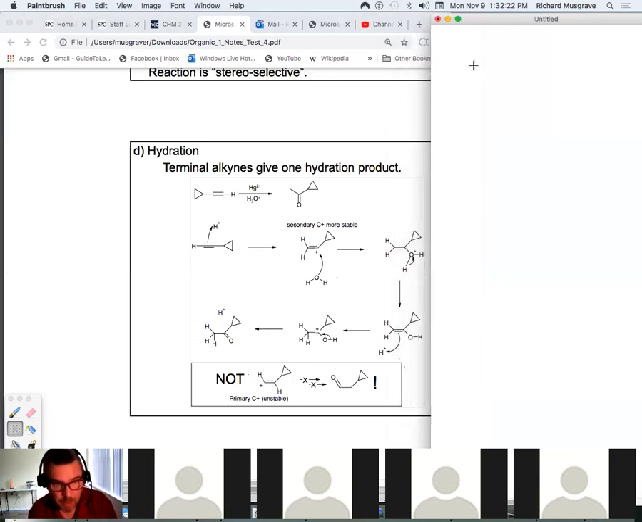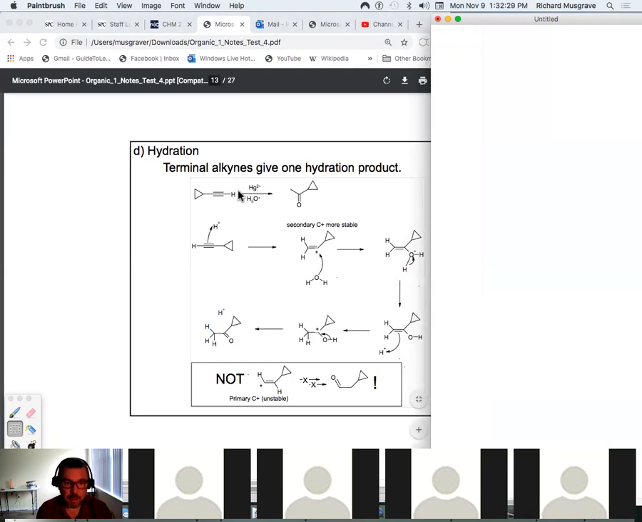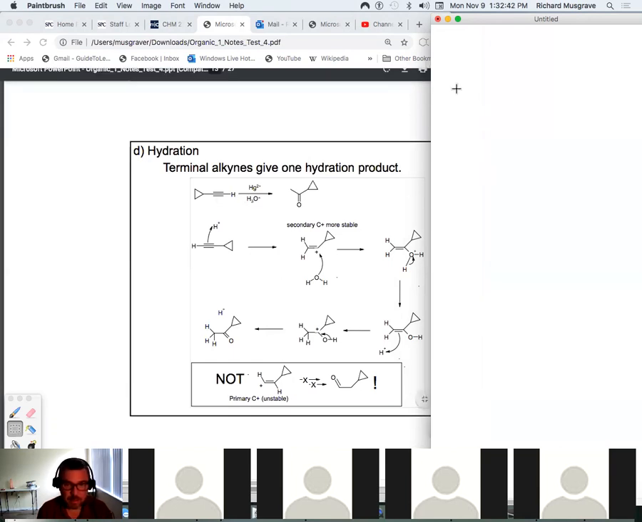So this first one is the hydration of a terminal alkyne. Now, by terminal, what I mean is that it ends in a hydrogen. There's a hydrogen on the end of it. That makes the alkyne effectively asymmetric, if you will. So it's going to follow similar rules to what we talked about at the beginning of the class.